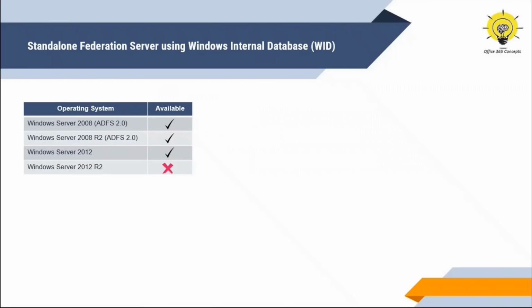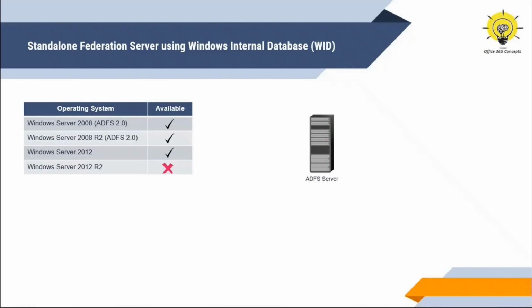Standalone federation server is a type of deployment where you install only one ADFS server in your environment. Standalone federation server was available in Windows Server 2008, 2008 R2, and in Windows Server 2012. This concept was discontinued in Windows Server 2012 R2. When we talk about standalone federation server, there is only one ADFS server within your environment. You cannot add another ADFS server in your environment if you choose standalone federation server deployment option.